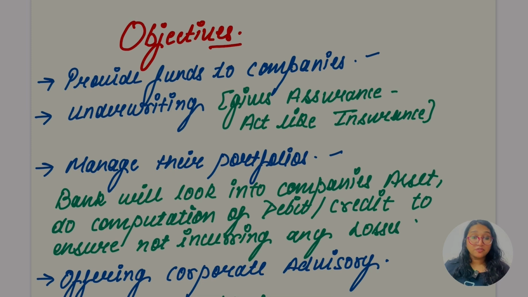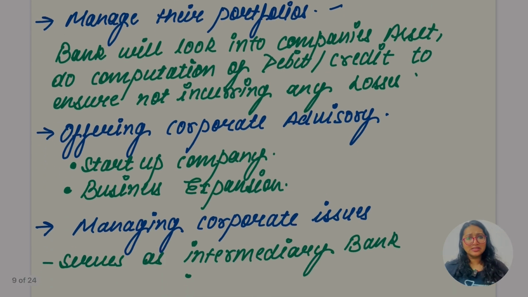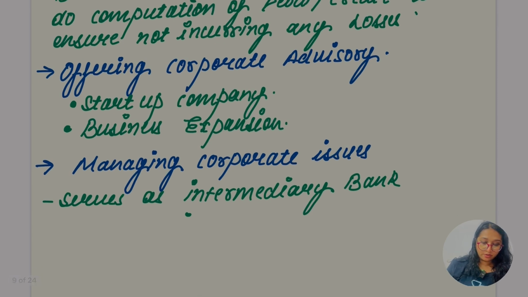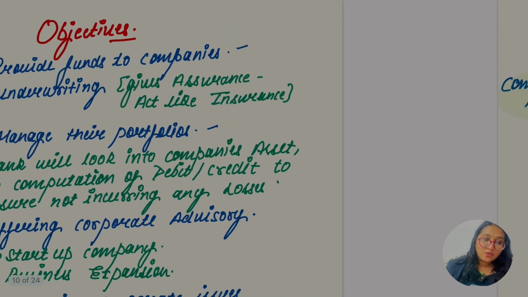Okay, which company? We are talking about merchant banking. Then they offer corporate advisory, which means for a startup company, or if a business really wants to grow and expand, in that case also they give advisory. This is what offering corporate advisory means. And last, they manage corporate issues, which actually serves as an intermediary bank. We will read about it here. So this is the motive, we can say the objective, of merchant banking.